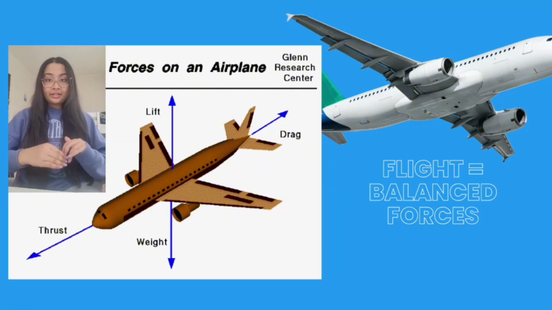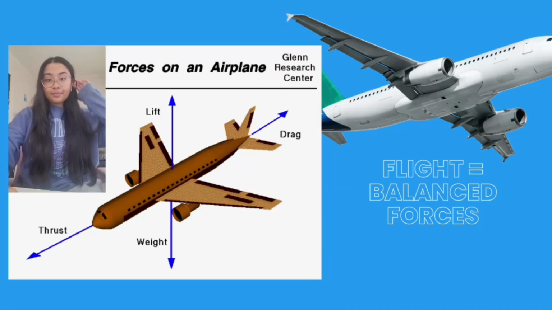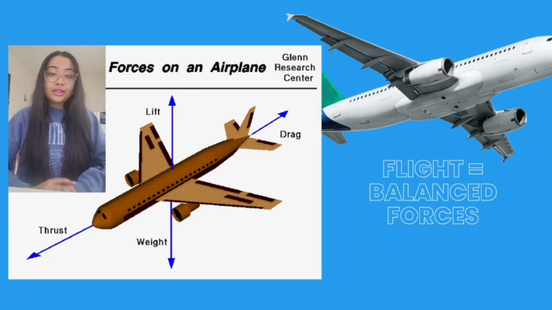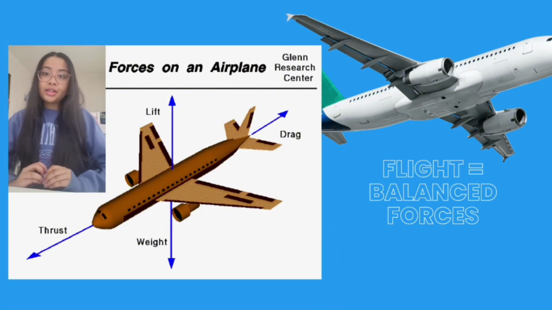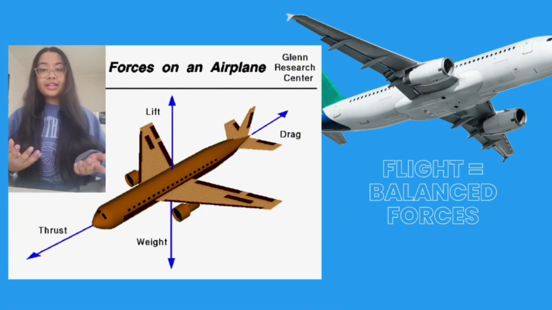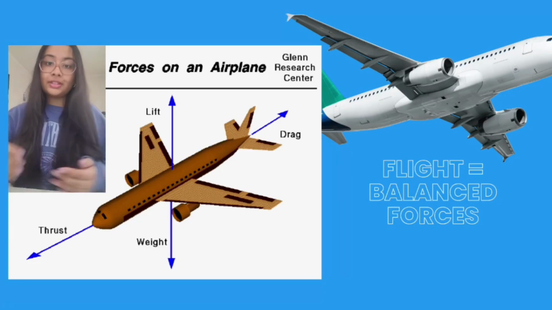For an airplane to fly level, lift must be equal to weight and thrust must be equal to drag. If the lift is greater than the weight, the plane climbs, and if the thrust is greater than drag, the plane speeds up. Flight is just a constant balance of the forces.